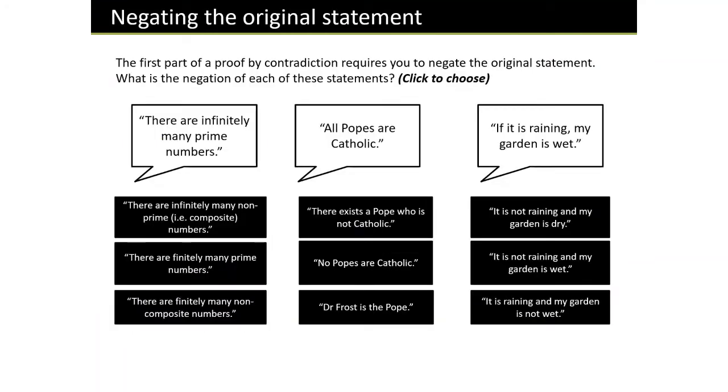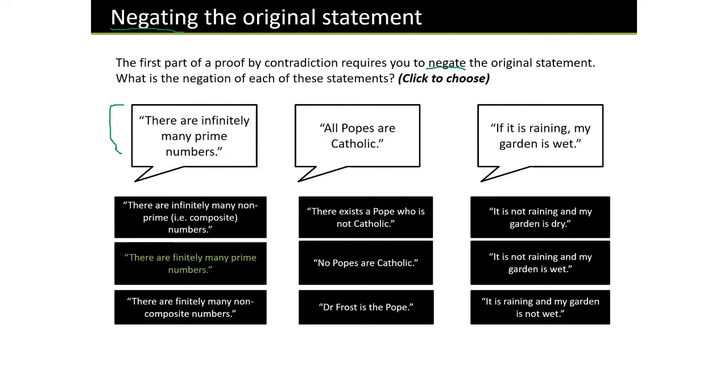But just before we get on to more complicated mathematical proofs by contradiction, it's really useful just to test this one skill, and this one skill is negating the original statement. So the first part, stage 1 of a proof by contradiction, requires you to negate the original statement. So it's like the opposite. So here, statement 1, there are infinitely many prime numbers. Now the negation of that would be, let me just switch pen, there are finitely many prime numbers.